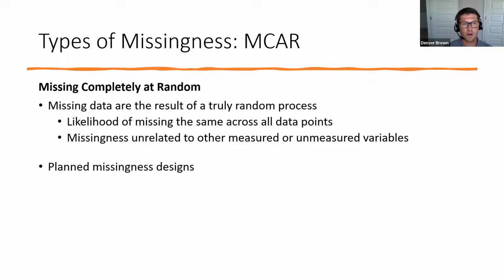Now, the one way that we can have missing completely at random is something called a planned missingness design, which I don't think I've seen much of within kinesiology research, but I'll give you a couple examples of what could happen. So in one such design, each participant is only given a random subset of the assessments to complete. So everyone is getting different things.